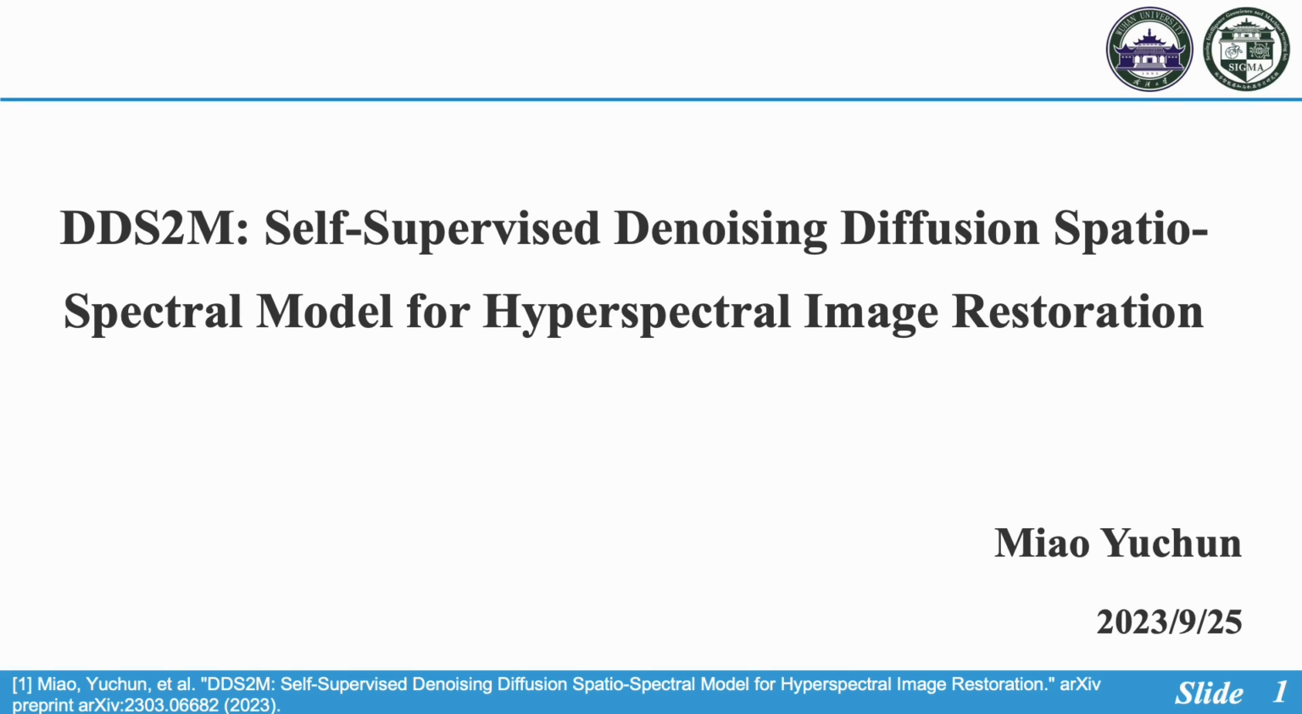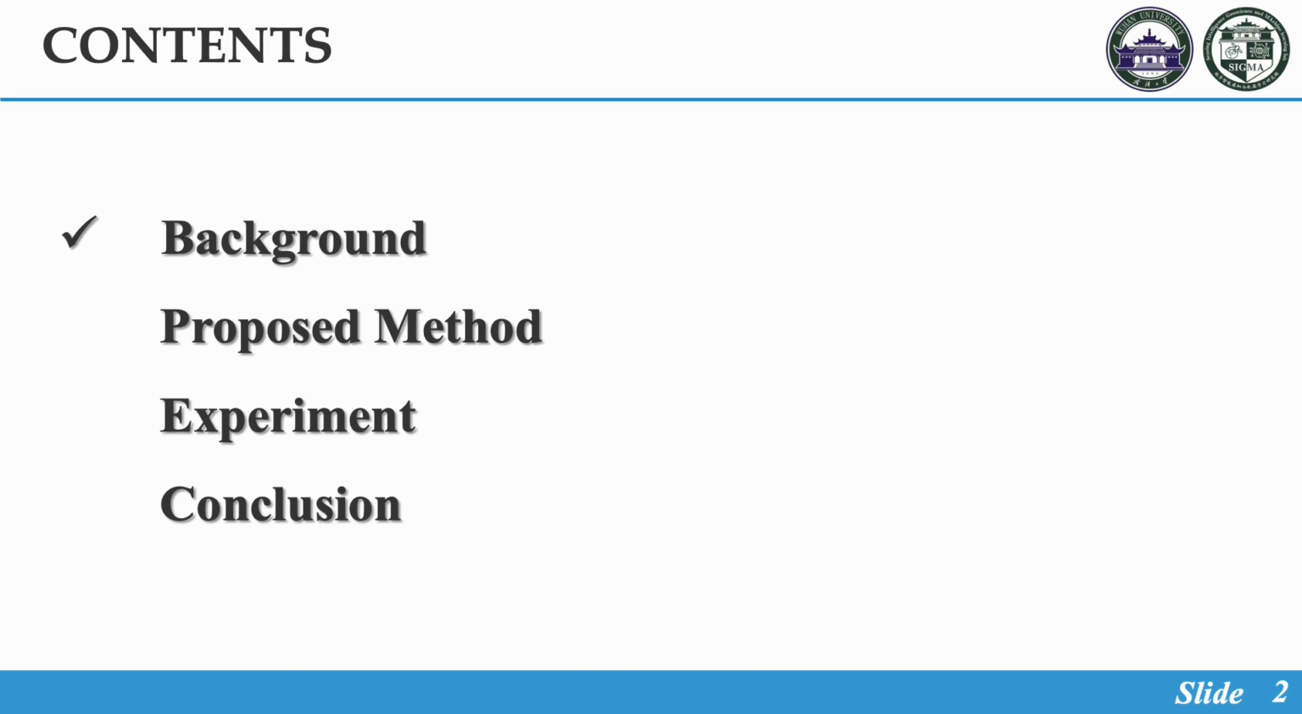Today I'm going to talk about our work DDS2M, which is a self-supervised spatial-spectral diffusion model for hyperspectral image restoration. Now let's start from the background of this work.